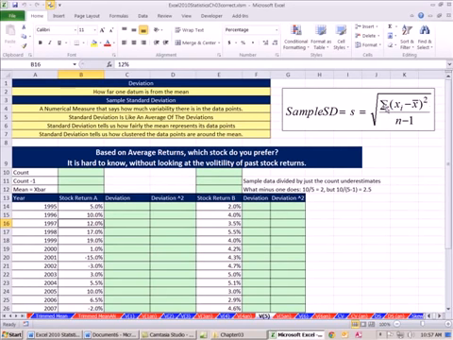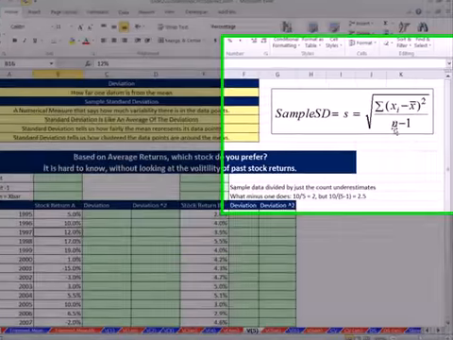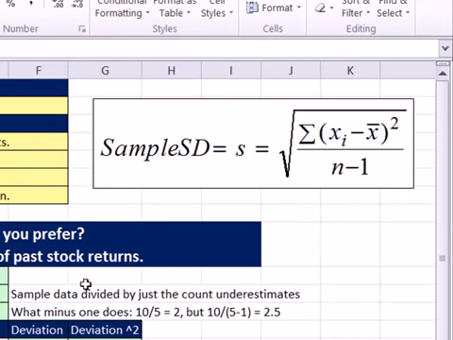So the top of this formula, just think of it as, those are all the deviations. And in the denominator, we're going to divide by the count. Now, why do we have to minus 1? Sample data divided by just the count tends to underestimate. And so to compensate for that, we do n minus 1 for a sample.